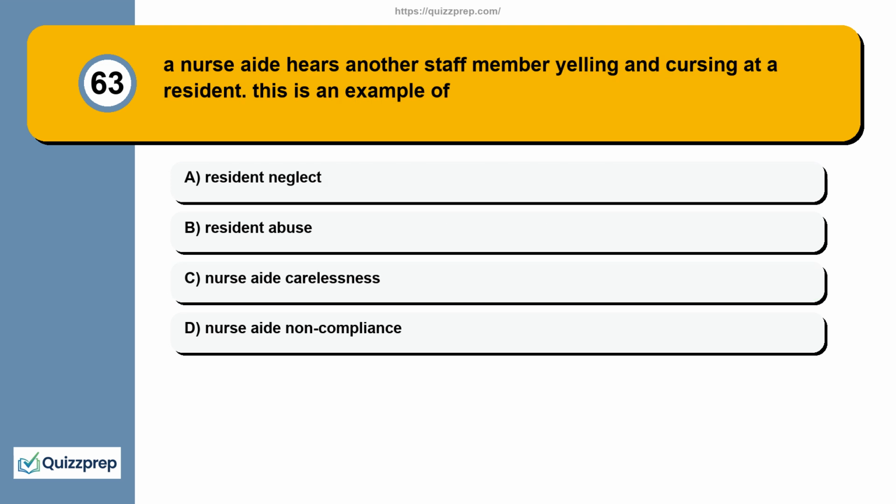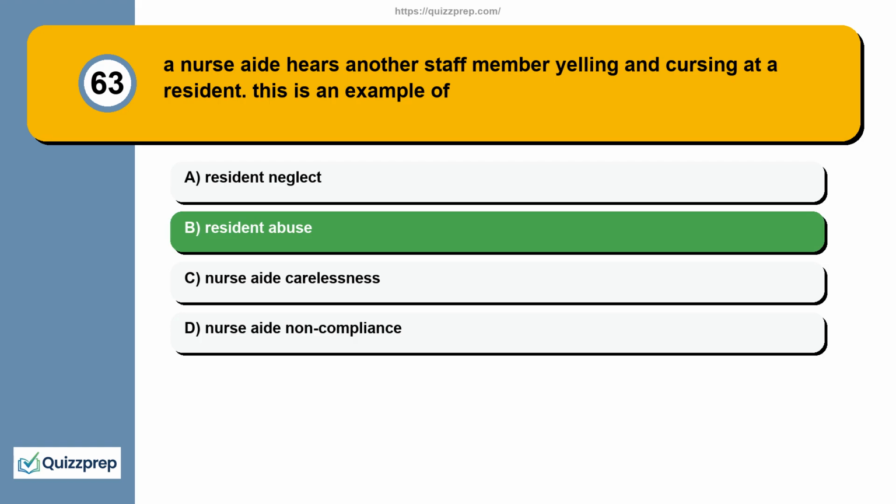Question 63. A nurse aide hears another staff member yelling and cursing at a resident. This is an example of option A, resident neglect. Option B, resident abuse. Option C, nurse aide carelessness. Option D, nurse aide noncompliance. The correct answer is option B, resident abuse.